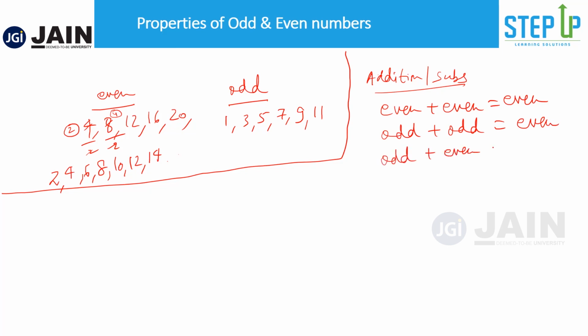Now what is odd plus even? And this is the same as even plus odd, which is the same thing. This would always be odd. Now you don't have to remember this, you don't have to learn it by heart. This is all common sense.